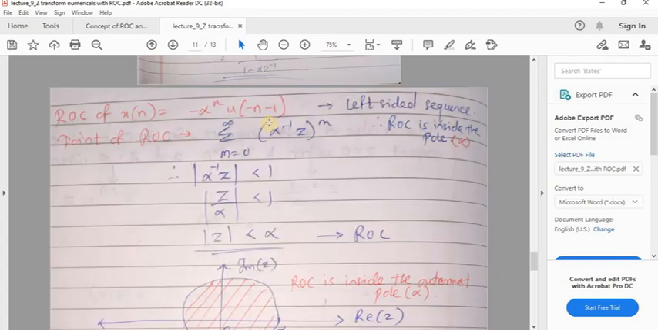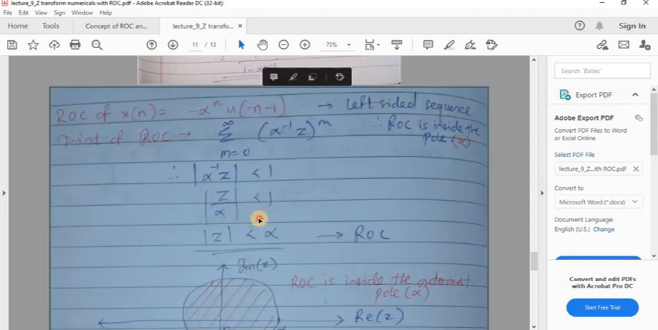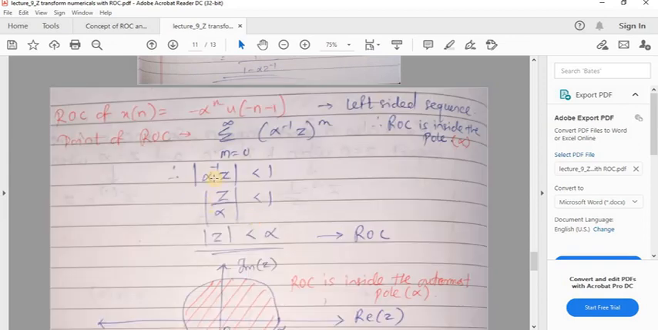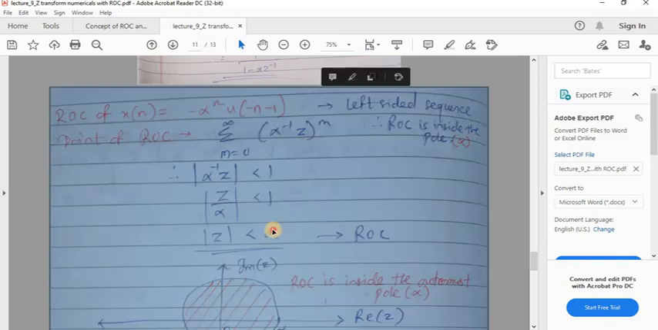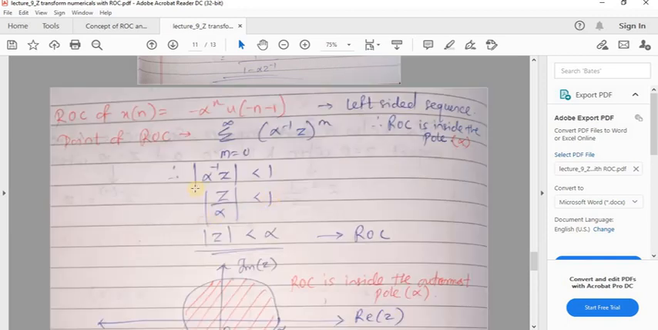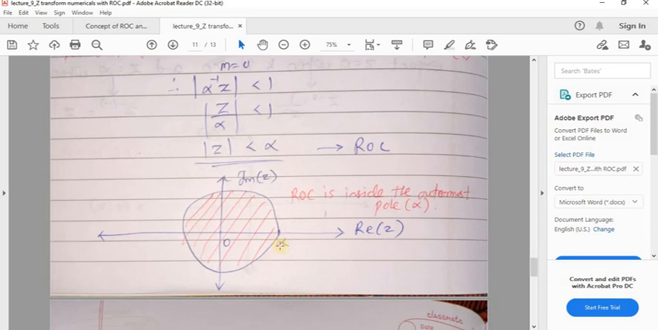So now what we have done, take the mod of this here less than 1. This is the condition. After that, simplify it. So alpha inverse will become 1 upon alpha. This will be z upon alpha, mod of z upon alpha less than 1. After cross multiplying alpha with 1, it will become mod of z less than alpha. This is our ROC. As it is less than alpha, it is inside alpha.